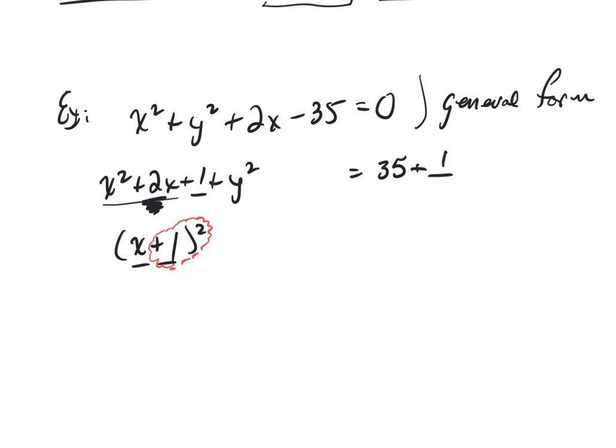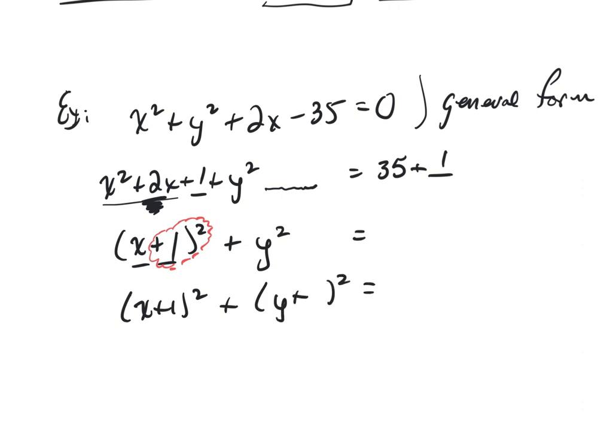Now, because there's no y to the first term, we could either just leave it as y squared, or we could think of there as being a number there, but the question would be, what could I add or subtract to y without changing the problem? And the answer would be 0, right? And then on the other side, of course, 35 plus 1 is just simply 36.